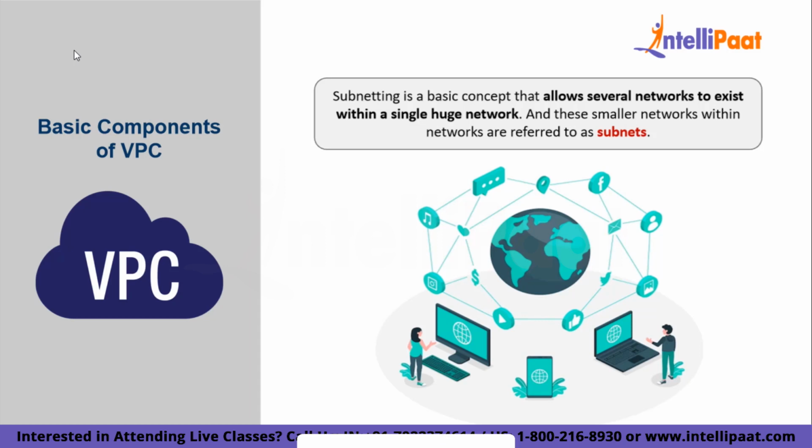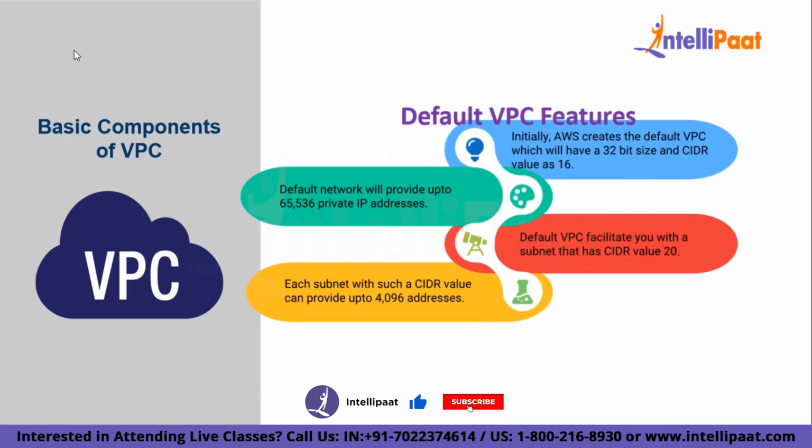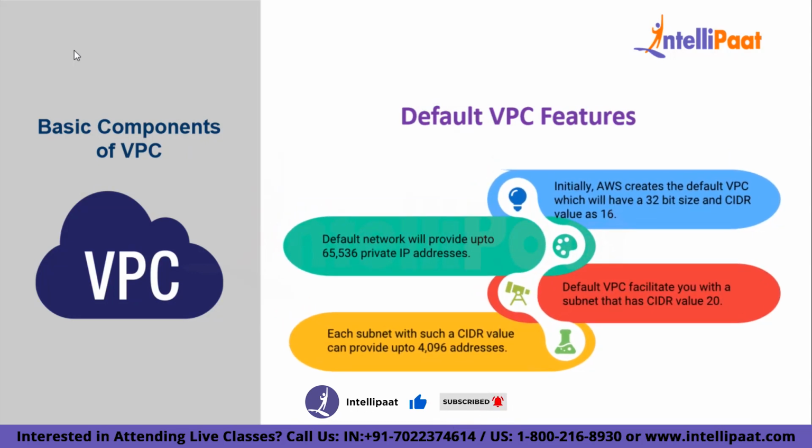Initially, AWS creates the default VPC for you, which will have a 32-bit size and a CIDR value of 16. To give you an example, this is how a sample IP address will look: 172.31.0.0/16. This network will provide up to 65,536 private IP addresses. Next, it will also provide you with a subnet that has a CIDR value of 20. Each subnet with such a CIDR value can provide up to 4096 addresses. This is enough to represent the enormity of the AWS VPC network.